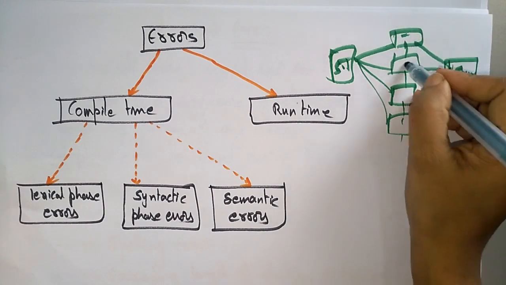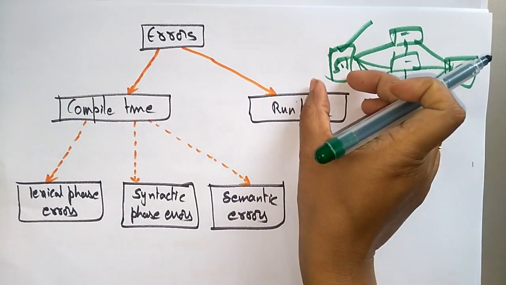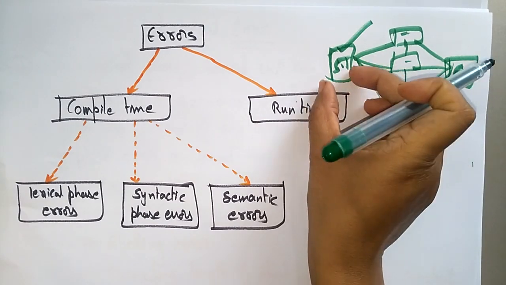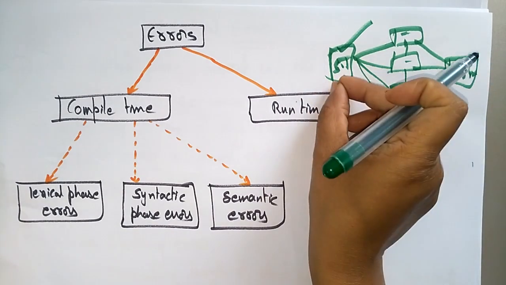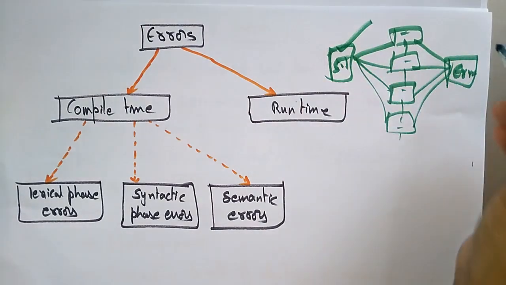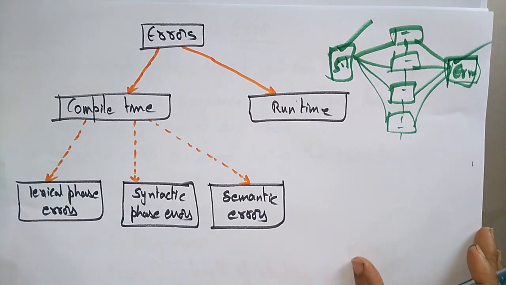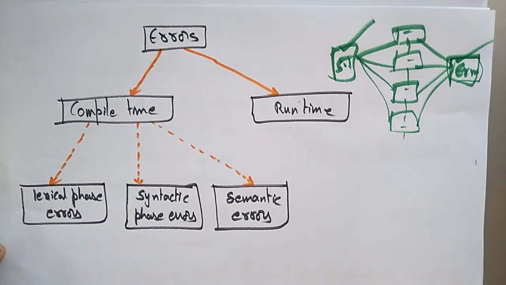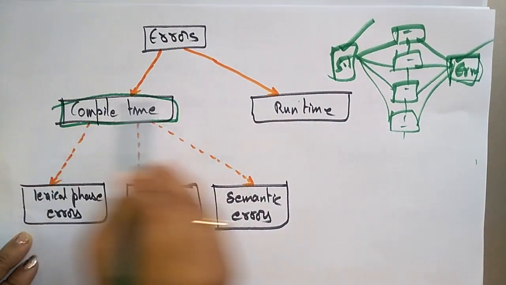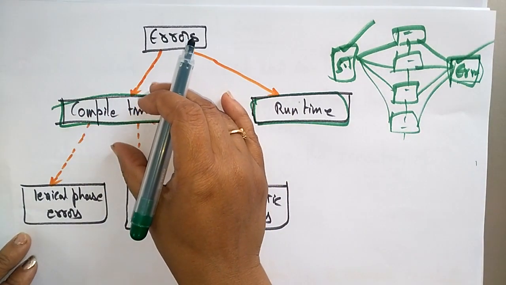So these are the different phases in the compiler. We have already seen the symbol table concept and how the data is organized in it: static allocation, heap allocation, everything we have discussed. Now let's discuss the errors. These errors can be found at compile time as well as at runtime, but we are discussing the compilation process.